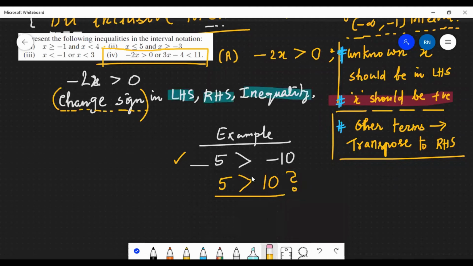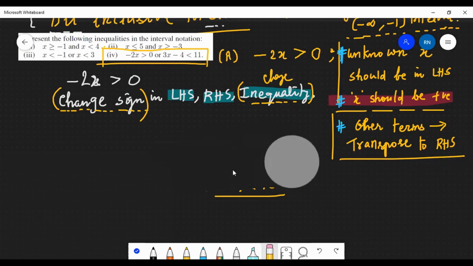What do you mean by inequality also? Positive, negative, greater than, less than, it should change. So I should make a correction. I am changing the sign here, negative to positive, it is done. Here negative to positive, it is done. But greater than must become less than. So this is very important to understand. It is not enough to change the sign on LHS and RHS; you have to do it for the inequality also. So you need to change the inequality sign.